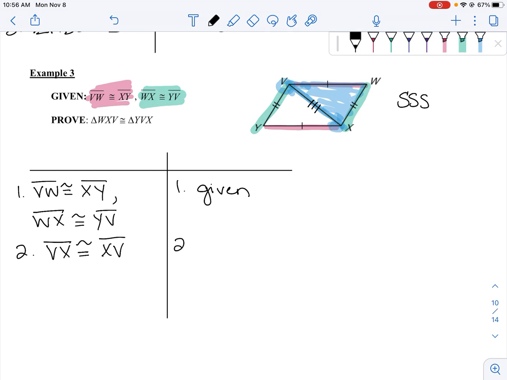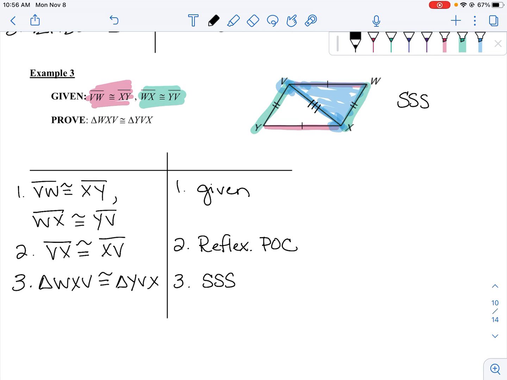And something's congruent to itself is the reflexive property. And this is a POC because I'm using congruence. And now I have 3 sides, so I can say my triangles are congruent. And the reason is side, side, side congruence postulate. That's it. If you are unsure about anything, please consider rewinding the video, starting it over, and watching it again. Thank you.